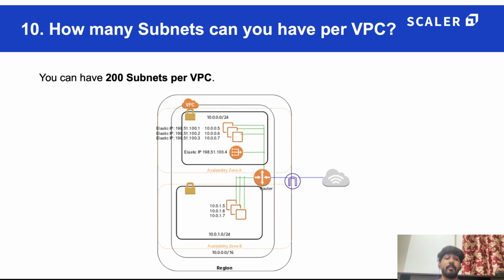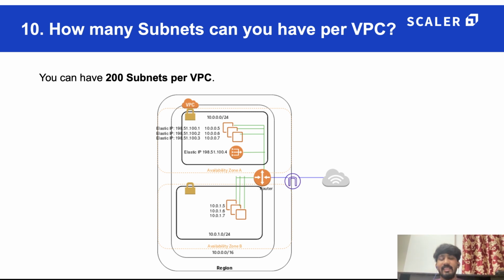Okay, now how many subnets can you have per VPC? So in a VPC, you can create subnets. You can have about 200 subnets in a VPC, and also it's a matter of IP address ranges available. You can still have more, but if you want more subnets than this, you will have to basically mail AWS support. But usually, by default, you will be given access to create 200 subnets per VPC.